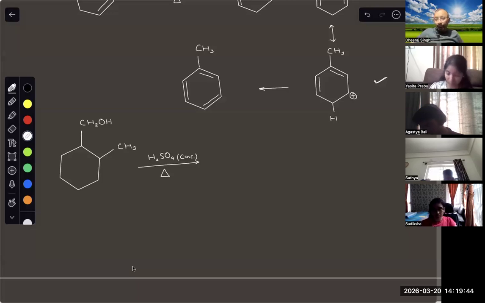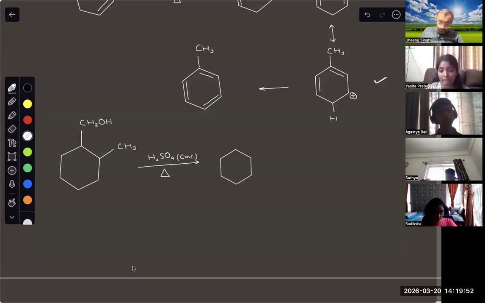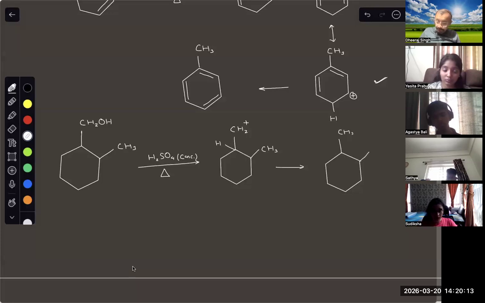Done? First the carbocation will be this. Then what will happen? This hydride will shift. So you'll have CH3 plus. Now it can take hydrogen from this carbon as well as from that carbon.